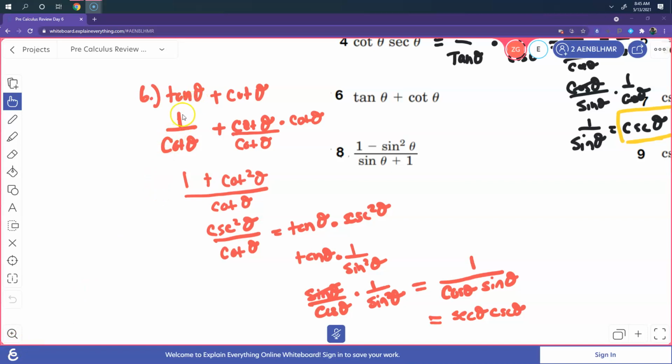So tangent of theta is 1 over cotangent theta plus cotangent theta, times cotangent, which is cotangent squared theta. Same denominator. So 1 plus cotangent squared theta, that's an identity, is cosecant squared theta. I brought cotangent theta from the denominator to the numerator, so that's tangent theta times cosecant squared theta. I changed that into sine, so it's 1 over sine squared theta. Tangent is sine over cosine, so one of the sines cancels, so you have 1 over cosine theta sine theta. So it's secant theta cosecant theta.